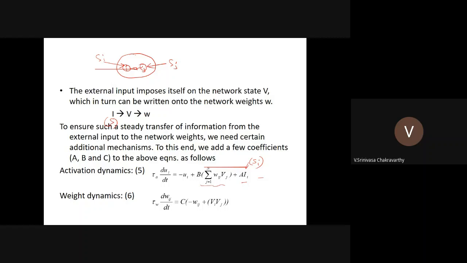So now let us look at these coefficients, which we didn't pay much attention to before. This coefficient B controls the relative strength of this entire part, sigma Wij Vj. The coefficient A controls the relative strength of Ii, and the coefficient C, this is not a function C, this is just a coefficient, a multiplicative factor, C, which multiplies this whole thing. Why do we need these coefficients? I mean, you can already guess from what we just discussed.